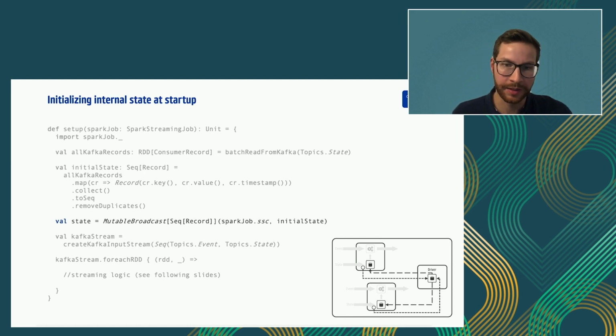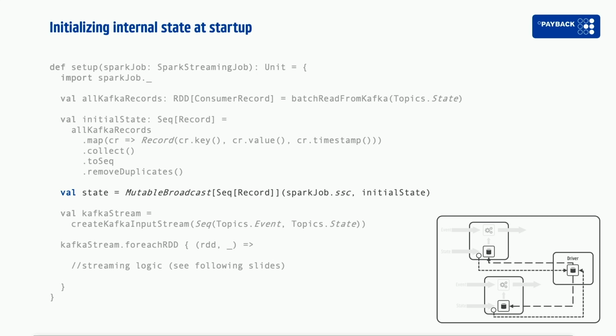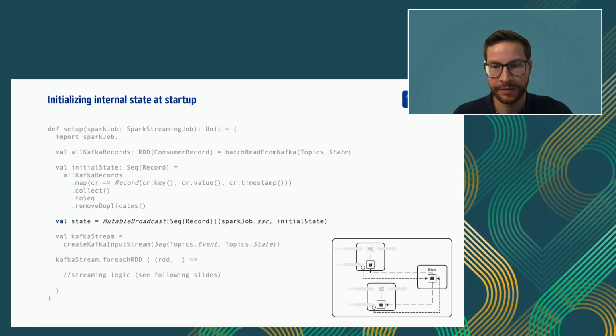So let me give you an example. Let's assume there were 3 records in the Kafka state topic, record A, B, and C. And when we started our job, let's say executor 1 read records A and B, and executor 2 read record C. Then we collected it on the driver. So there we then had the sequence of records A, B, and C. And by creating the mutable broadcast, we then broadcasted this sequence of records A, B, and C to executor 1 and also to executor 2.